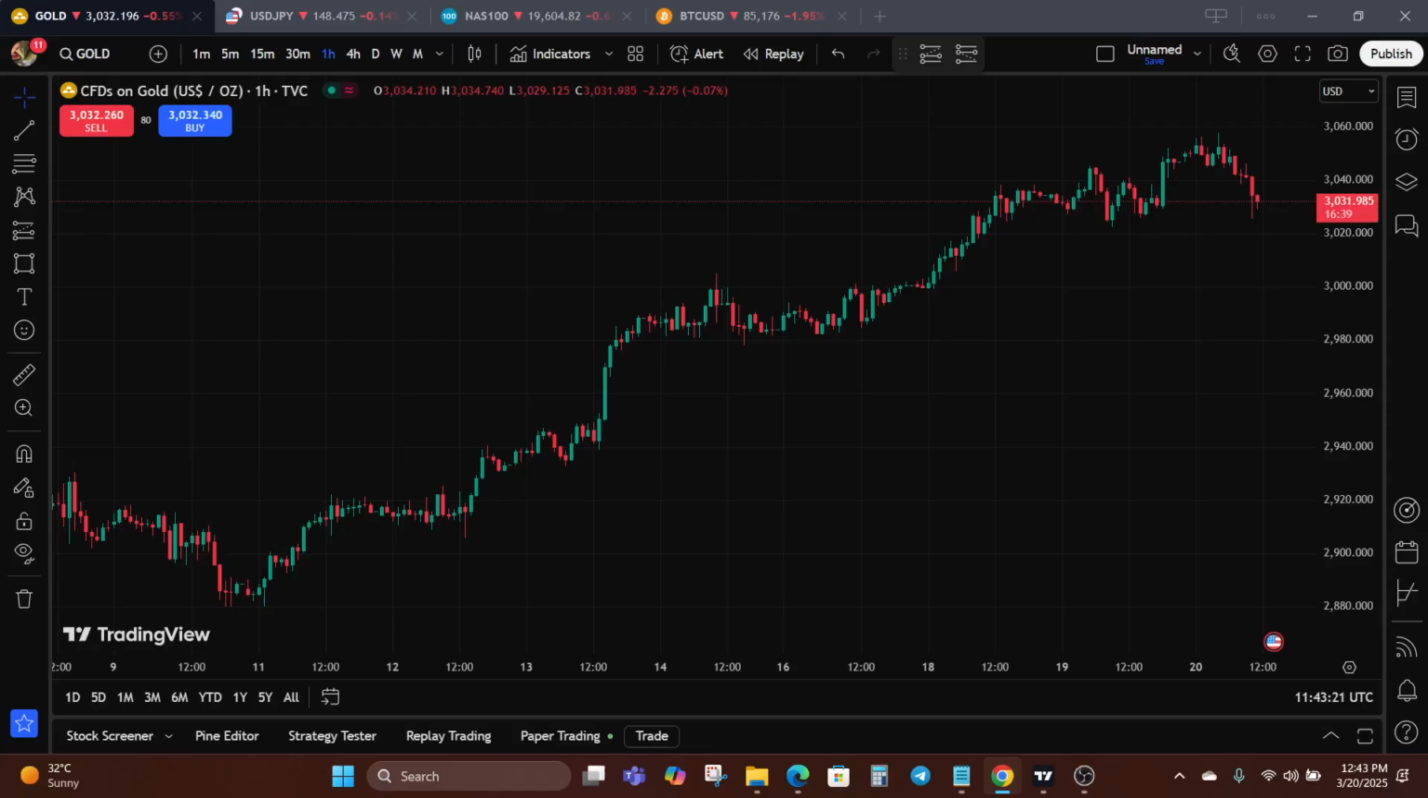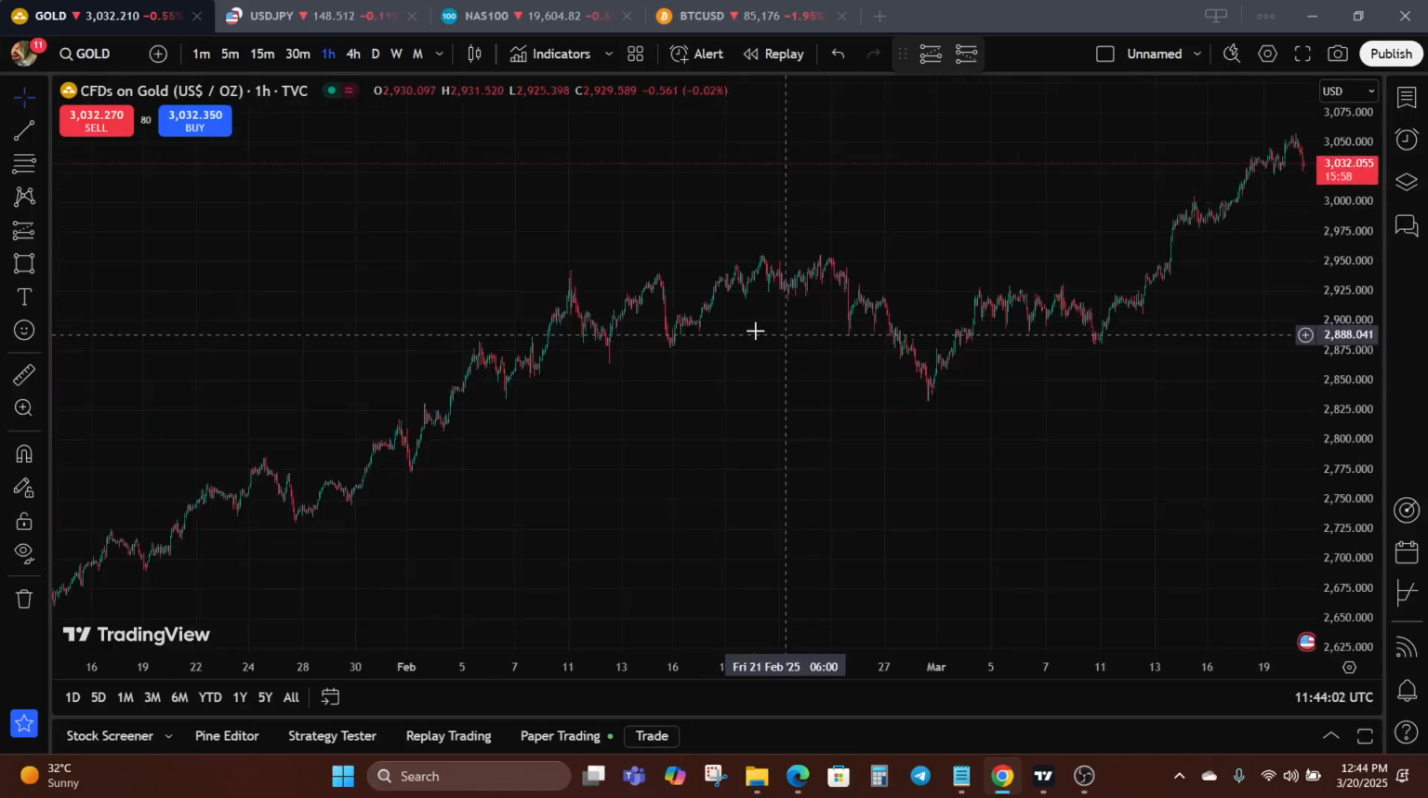What is liquidity? In simple terms, liquidity refers to how easily an asset can be bought or sold without drastically changing its price. In Forex, liquidity is provided by banks, institutions, and retail traders who place orders in the market. The higher the liquidity, the smoother price movements tend to be. But there is a catch: smart money knows where liquidity exists and they use it to their advantage. This is why you often see price spike to certain levels before reversing.